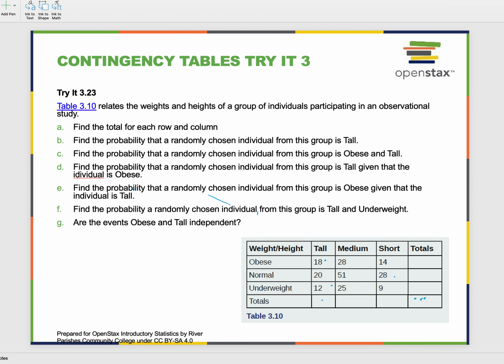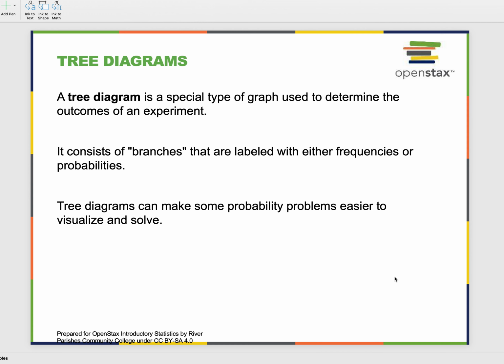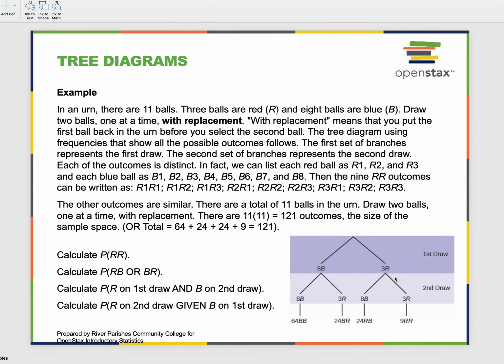Tree diagrams. Well, and Venn diagrams, I'm not a huge fan of Venn diagrams except to show some things. A tree diagram is used to determine the outcomes of an experiment. It consists of branches that are labeled with frequencies or probabilities, and they sometimes make it easier, especially in conditional probability, to solve things. I don't draw them vertically, I draw them horizontally. Don't ask me why I do it that way. It's just the way I always have.